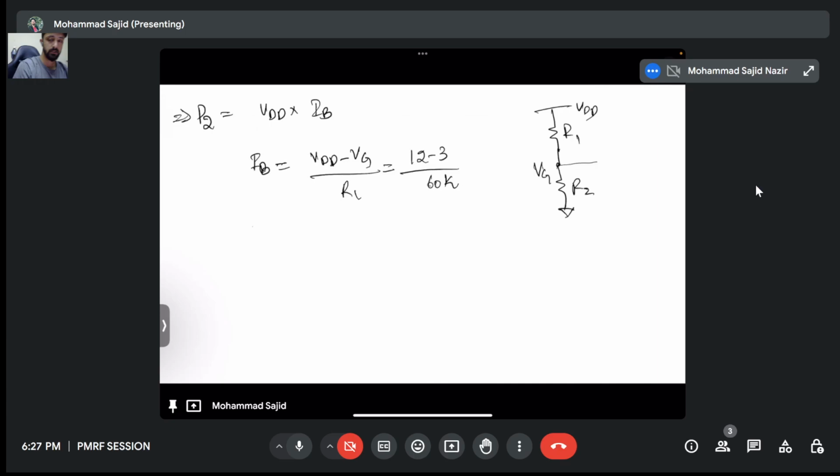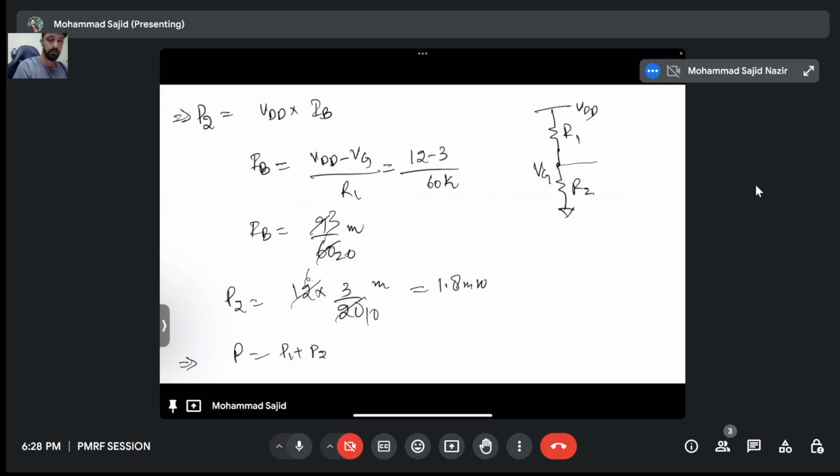So R1 will be 60K. So IB is 9 by 60 milli, and comes out to be 3 by 20, and therefore P2 will be 12 multiplied by 3 by 20 milli, and it comes out to be 1.8 milliwatt. Okay, so this is P2. Therefore, total power is P1 plus P2, which is 24 milli plus 1.8 milliwatt. So that is 25.8 milliwatt. So this is how you find the power dissipation.